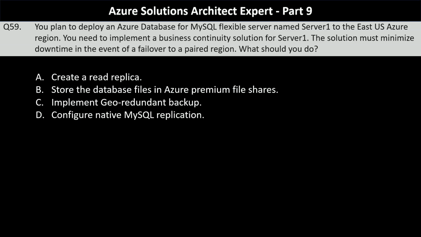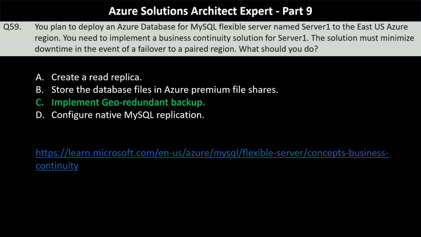Folks, the correct answer here is option C, implement geo-redundant backup. The geo-redundant backup feature in Azure database for MySQL allows automatic backups to be stored in a different geographic region. In the event of a region-wide service disruption, you can restore the database from the geo-redundant backup, which helps minimize downtime. Other options do not provide business continuity in case of regional failures.